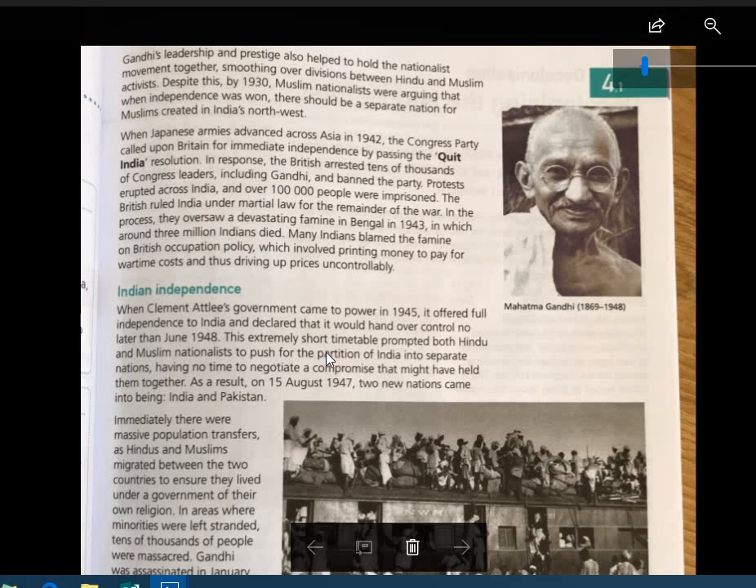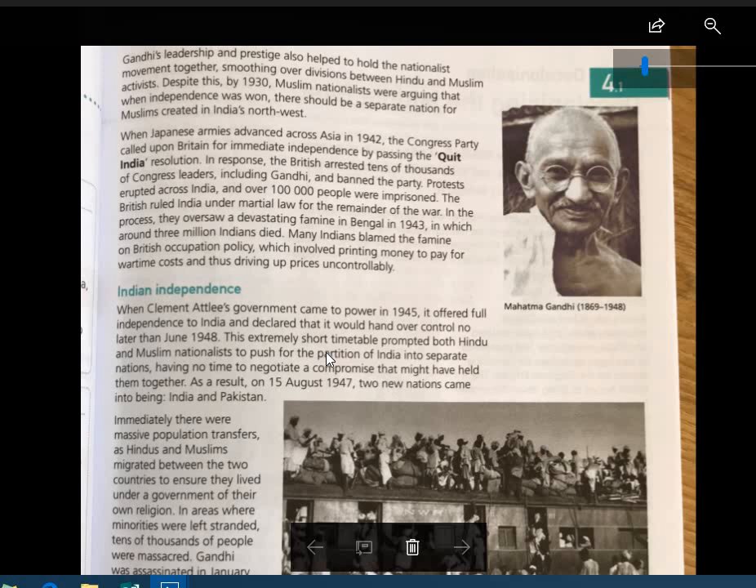Now, when Japanese armies advanced across Asia in 1942, so we've already seen this in a previous lesson, the Japanese during World War II were trying to create their own empire for the sake of having resources and power in Southeast Asia.